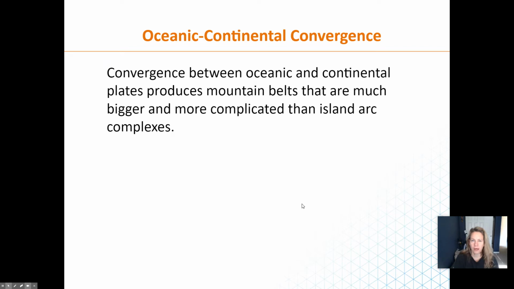All right, and then when we have ocean and continent plates colliding, we get really complicated mountain belts. So we get really vast, large mountain belts like we have in North America. So all along the west, we have a lot of complicated, complex mountain ranges because of that convergence.